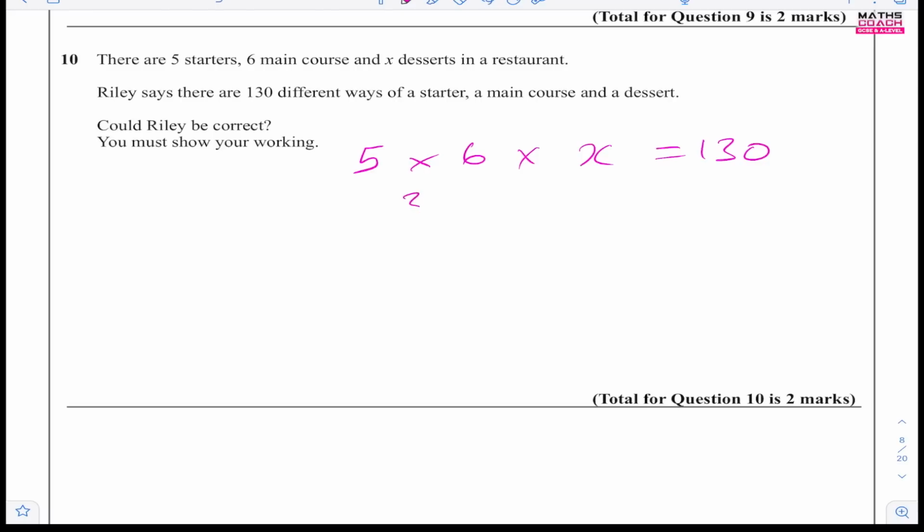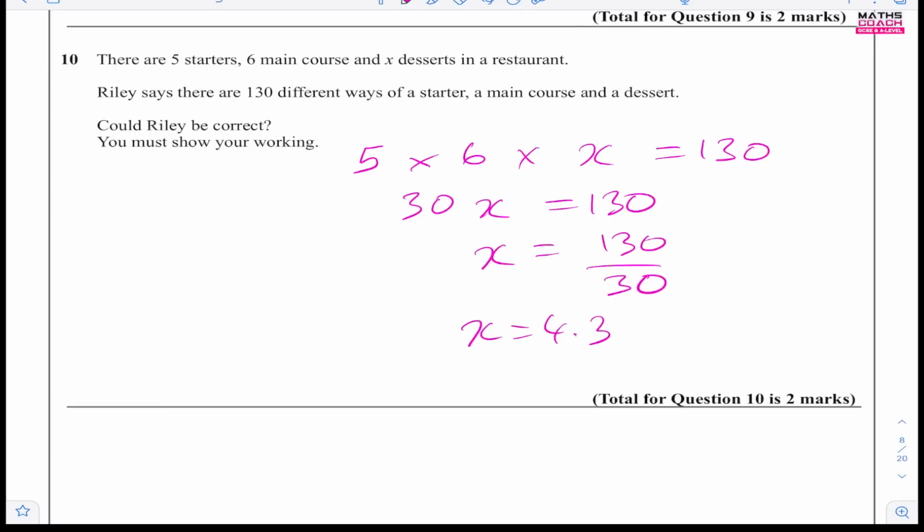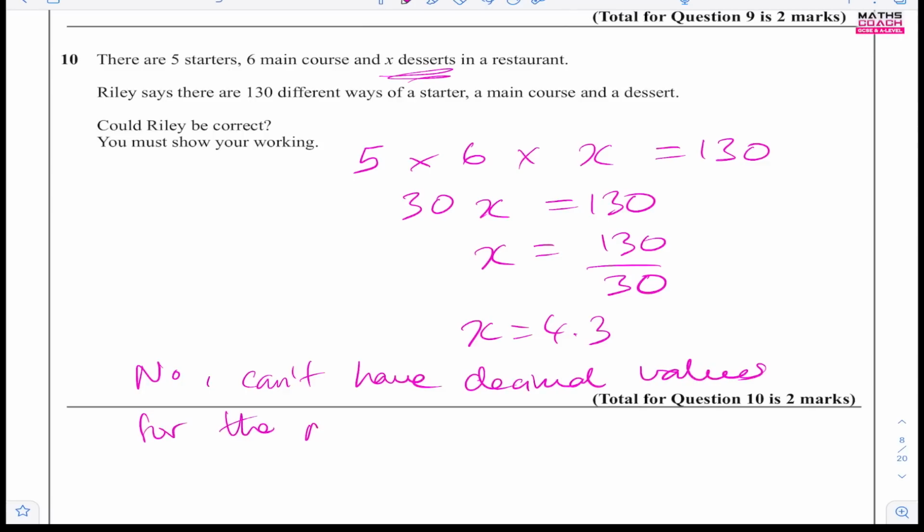So 5 times 6 is 30, and times by x is 30x. We have in total as equal to 130. Now, we're going to do 130 divided by 30. That gives us 4.3. Now, can x be 4.3? No, it can't, because x is the number of desserts and it has to be a whole number. So no, you can't have decimal values for the number of desserts. Has to be whole numbers.